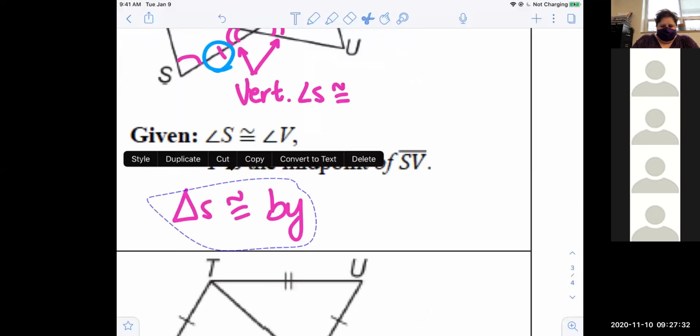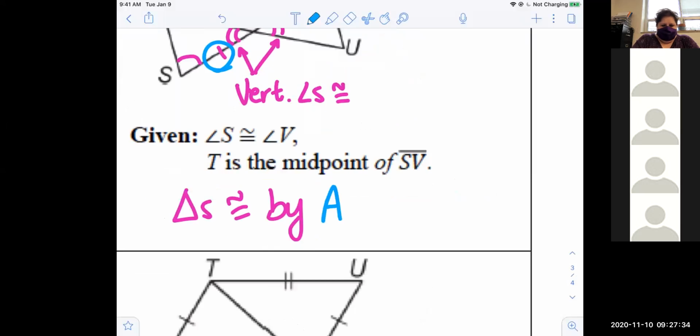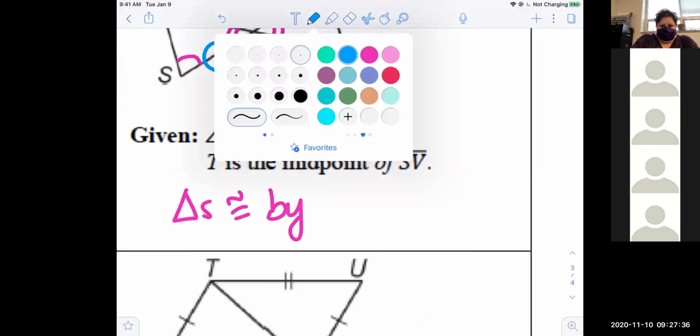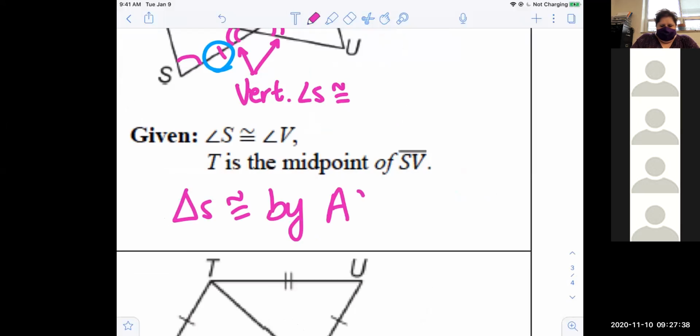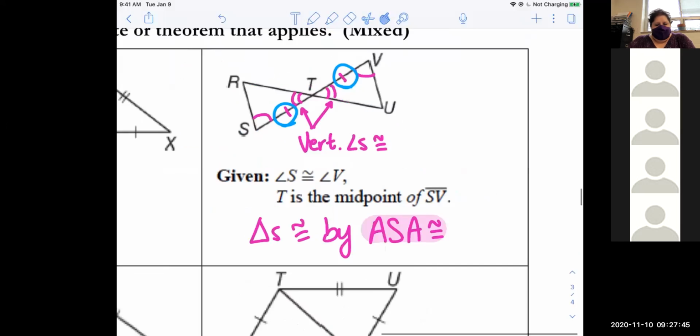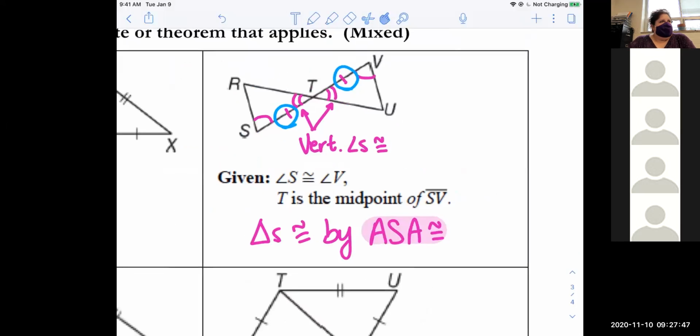Okay. Triangles congruent by angle, side, angle. And again, the side that we know needs to be included between the two angles in order to use angle, side, angle. Okay, two angles and a side between them.